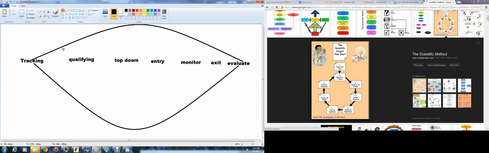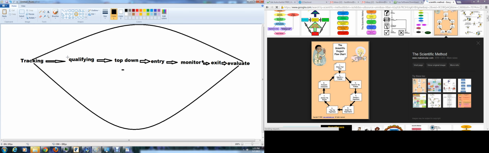I guess I could have put little arrows between here and here and here and here. Oops. I'm just going to leave that little one. It's kind of funny. But as you can see, you track your trade. So whatever pairs you're tracking. Currently, I track all the majors and minors and some of the crosses.